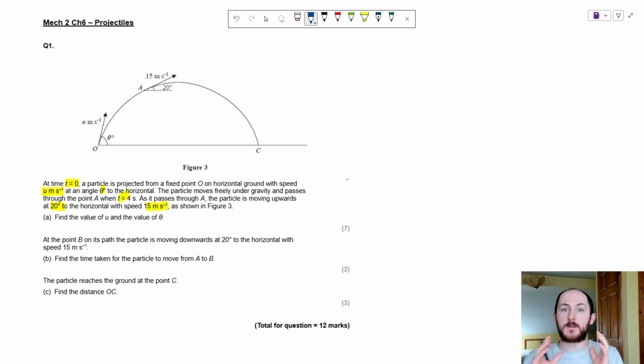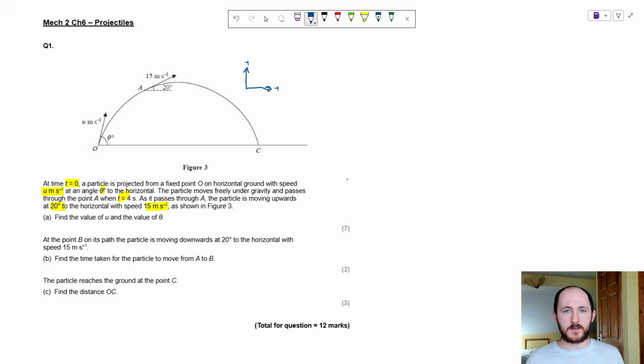In any mechanics question, the first steps are always to resolve horizontally and vertically. In the case of projectiles, that means you're going to write equations for the horizontal motion and for the vertical motion. If you do that, generally speaking, you get an equation you can solve. So the first thing I need to do is take a direction as positive, I'm going to take to the right as positive and upwards as positive.